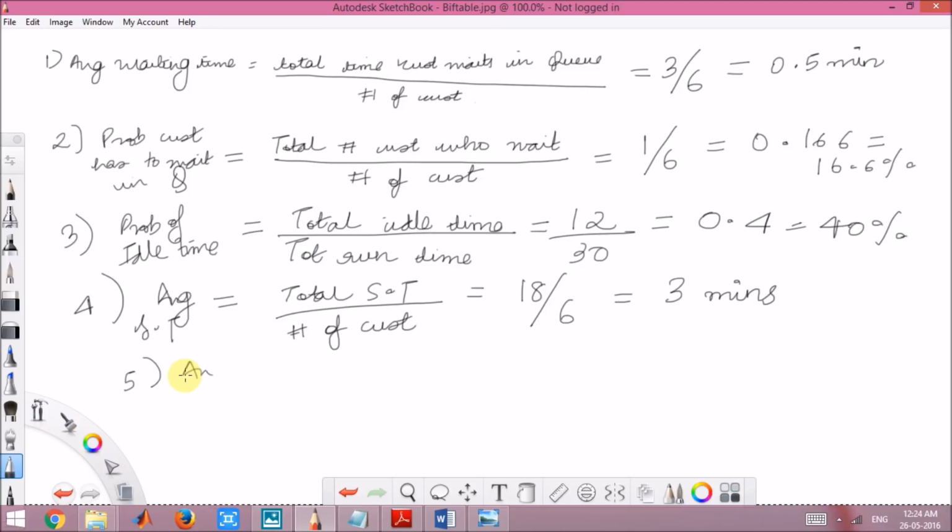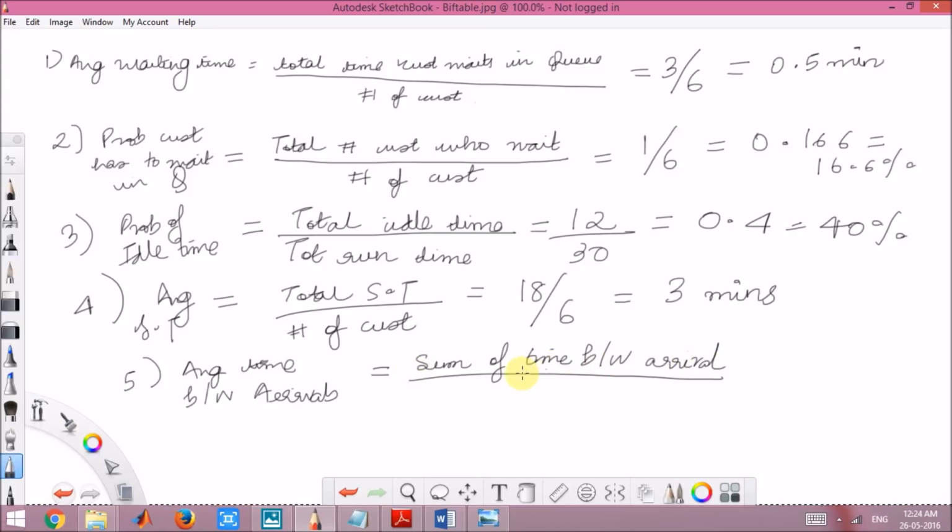The next thing that we have to calculate is the average time between arrivals. That is given by the sum of all the inter-arrival times divided by the number of arrivals minus 1. So why is this number of arrivals minus 1? It is because the first customer has no inter-arrival time. So we don't have to consider the first customer, right? Because of that, we have number of arrivals minus 1 and not 6.